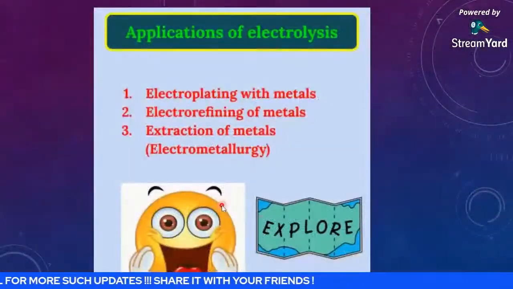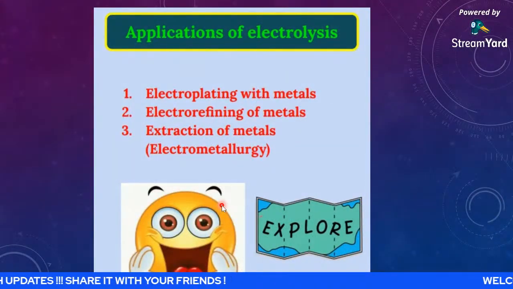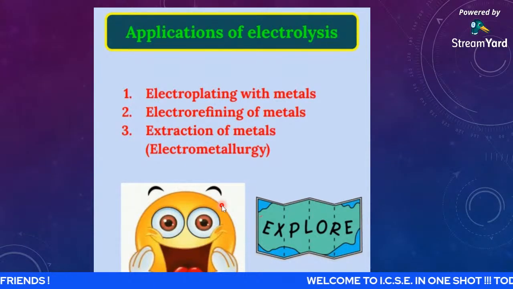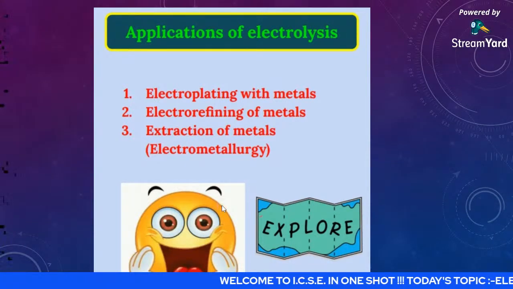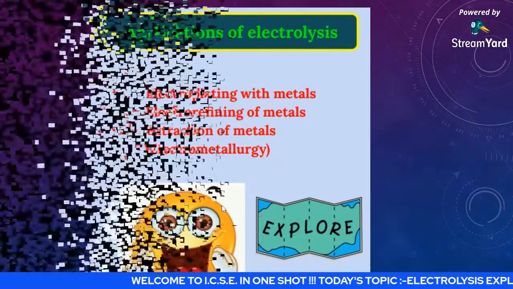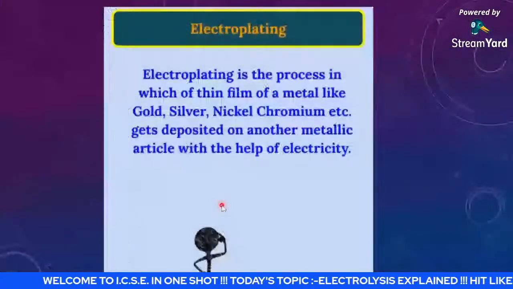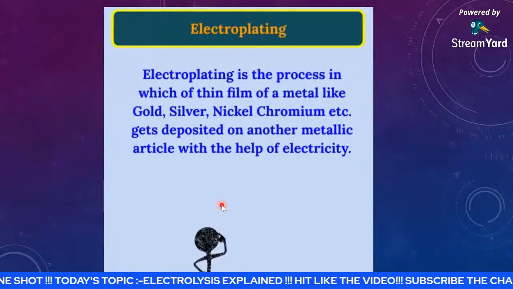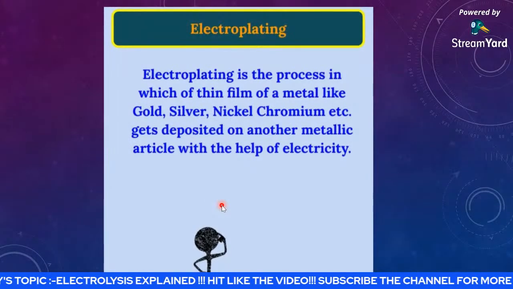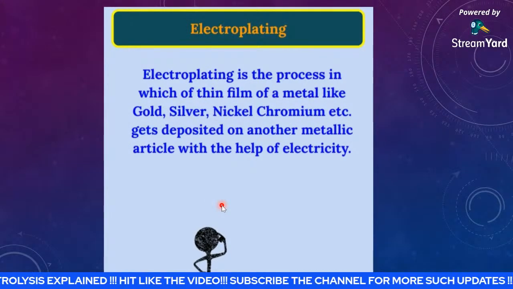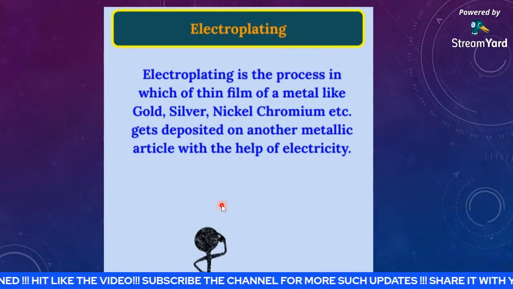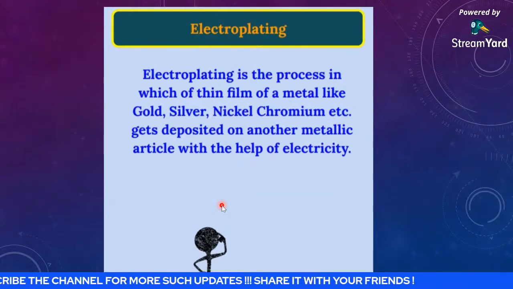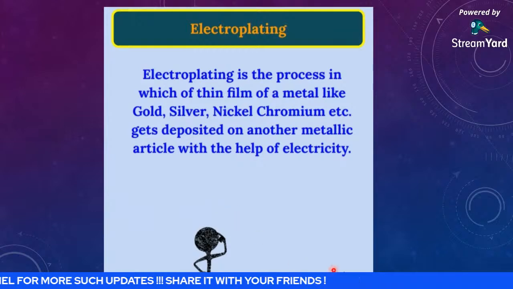Now, applications of electrolysis are electroplating with metals, electrorefining, and extraction. Let's understand them one by one. Now comes the interesting part. Electroplating is the process by which a thin film of metals like gold, silver, nickel, chromium, etc. gets deposited on another metallic article with the help of electricity.